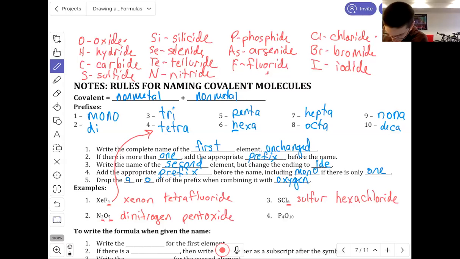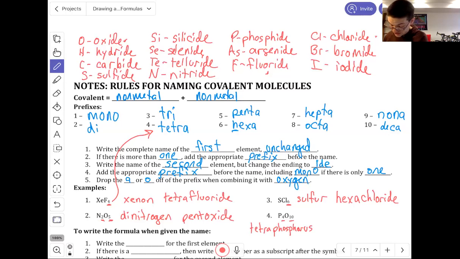Now the last one also has 2 numbers, so I'm going to use 2 prefixes. And this is going to be a long one to write out. So what is the prefix for 4? Tetra. And the full name of that element, which is phosphorus, one of the longer element names.